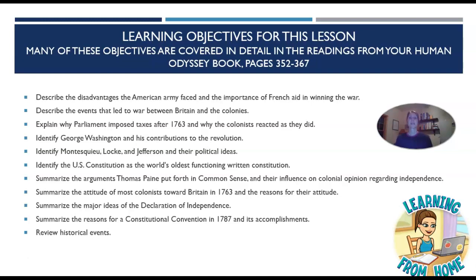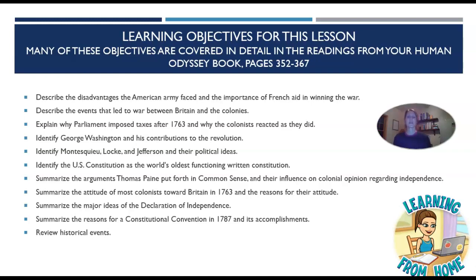Learning objectives for this lesson. Many of these objectives are covered in detail in the reading pages from your Human Odyssey book, pages 352 to 367. Describe the disadvantages the American Army faced and the importance of French aid in winning the war. Describe the events that led to war between Britain and the colonies. Explain why Parliament imposed taxes after 1763 and why the colonists reacted as they did. Identify George Washington and his contributions to the Revolution. Identify Montesquieu, Locke, and Jefferson and their political ideas.